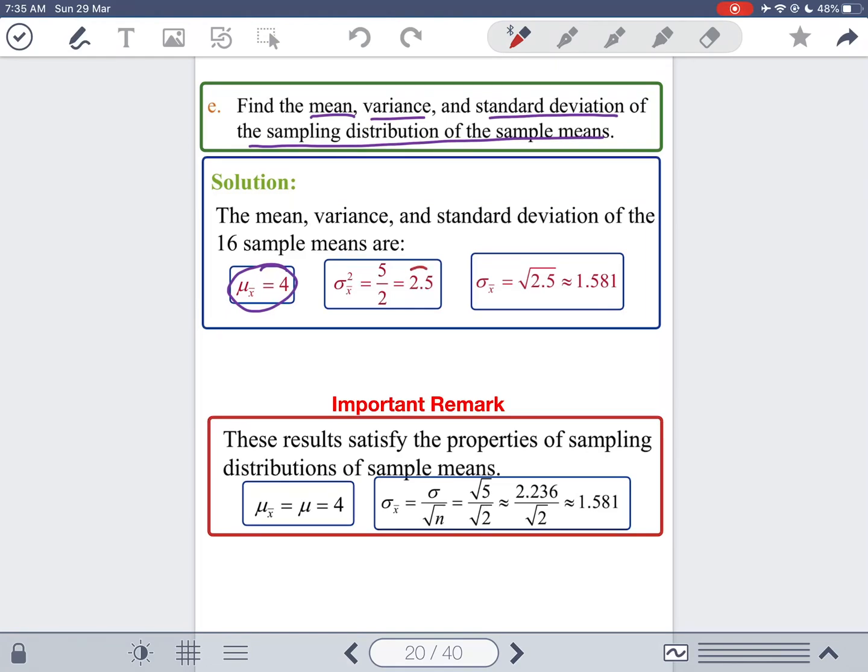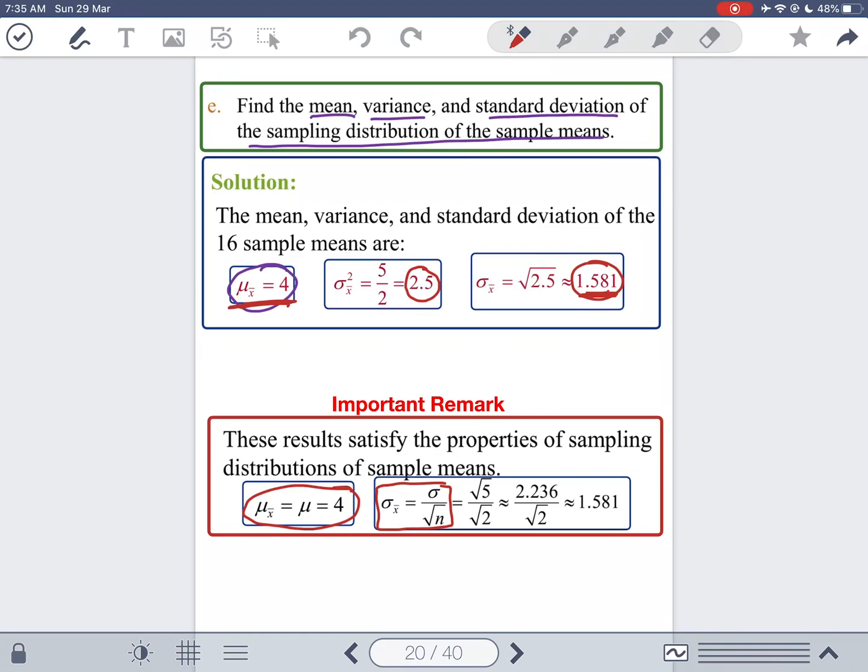if you compute the variance of the sampling distribution and the standard deviation, you can do it on your calculator. You'll get these numbers. So mu x bar is 4. It's the same as the population mean. Now let's check sigma x bar, which has this formula.